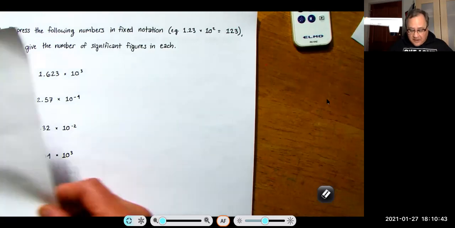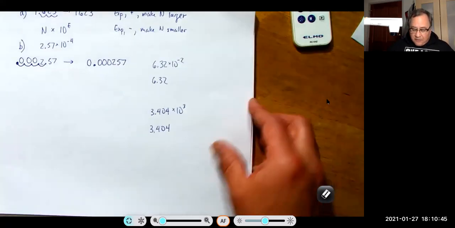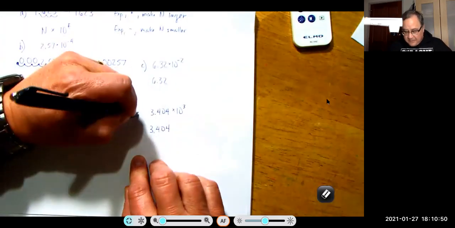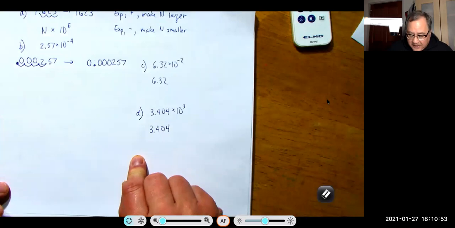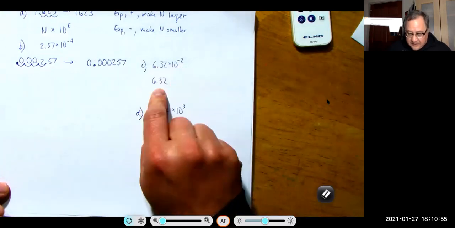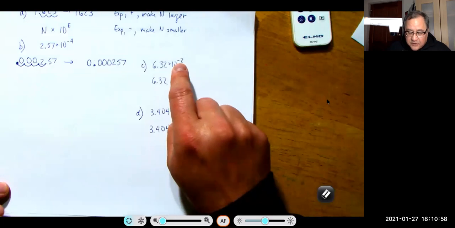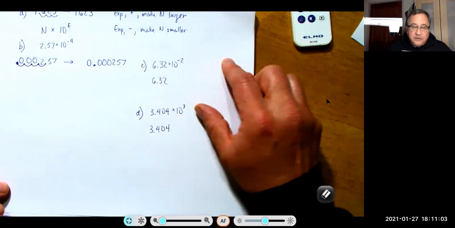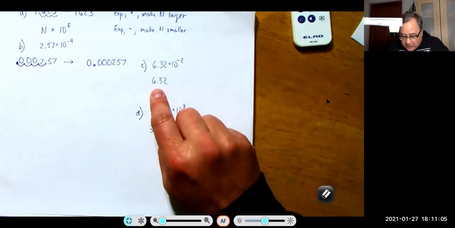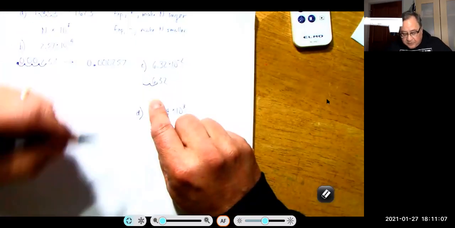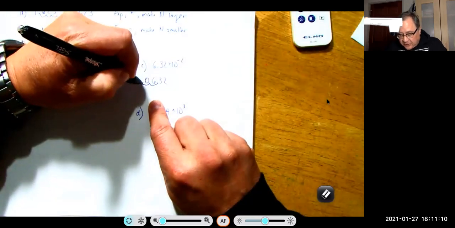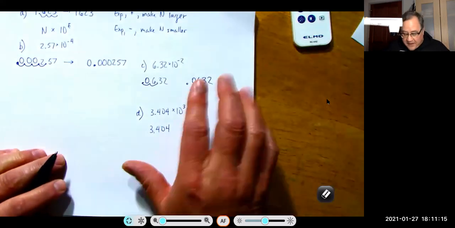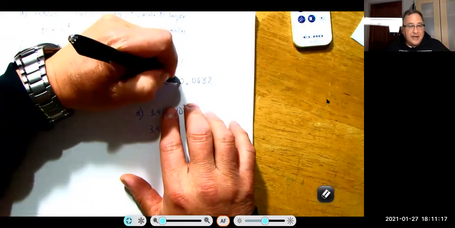Okay, so we've got a couple. I've written the two numbers down here for C and D. And I've taken the liberty of writing just the number part of C. And the idea here is if that's a -2, I have to move the decimal over 2 places to make this look smaller. So that's 2 places. So it's going to be 0.0632. And that's a perfectly fine answer. If you put a 0 here, it's the same answer.